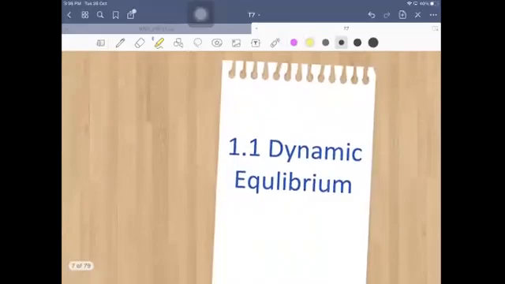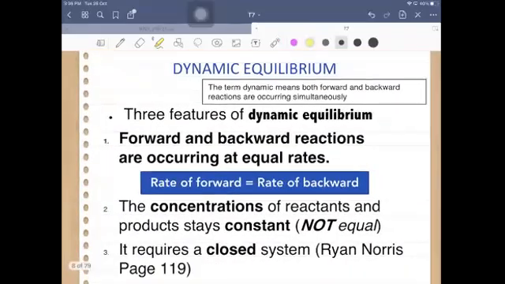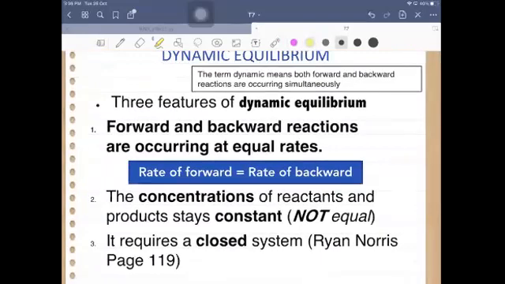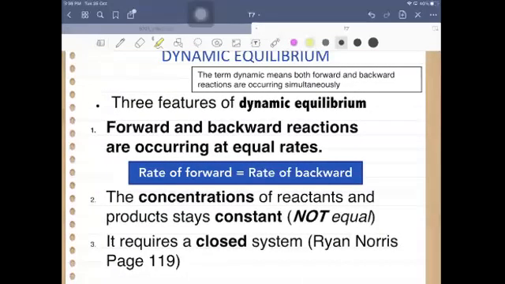Next, I want to talk about dynamic equilibrium. So there are three features of dynamic equilibrium. The word dynamic means both forward reaction and the reverse reaction are happening simultaneously. Okay, if you are familiar with the word dynamic in our everyday use, you would know that dynamic is ever-changing, moving, constantly moving.